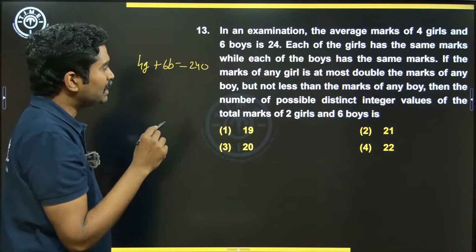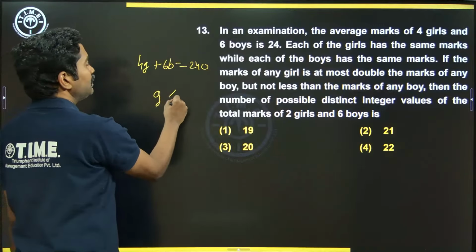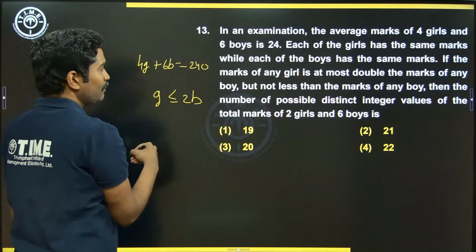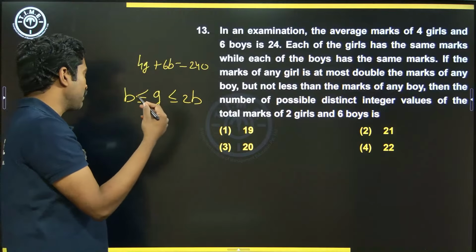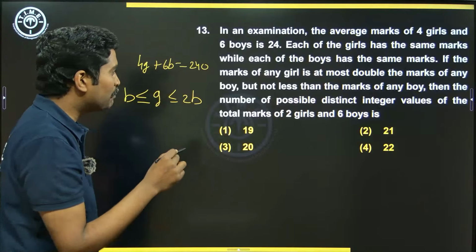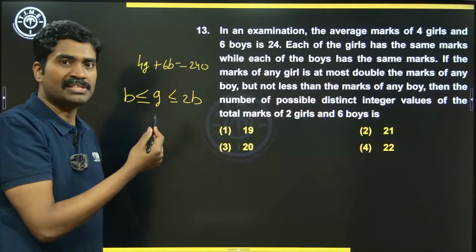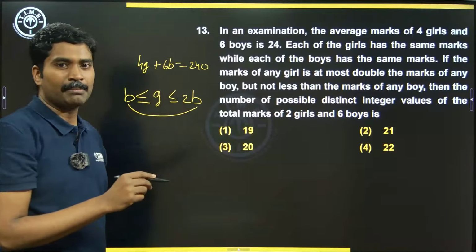If the marks of any girl is at most, all right, G is less than or equal to 2B, but not less than, all right, less than. So all boys got B marks, all the girls got G marks, but G has a range. How many possible distinct integer... feels like a risky question. Why? I can make some mistakes here and I can make a mistake in counting.